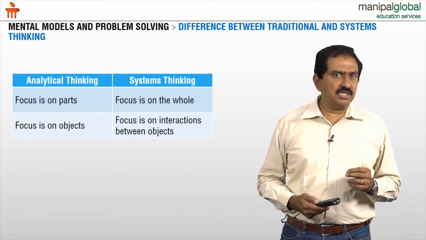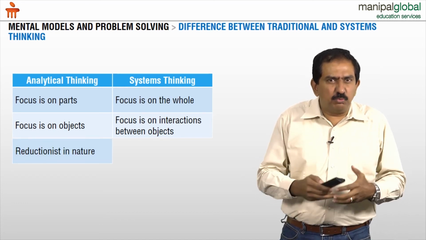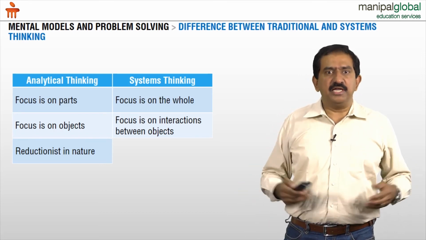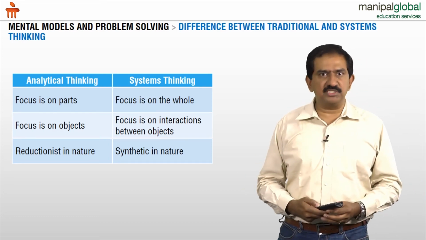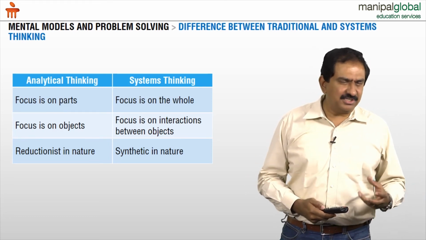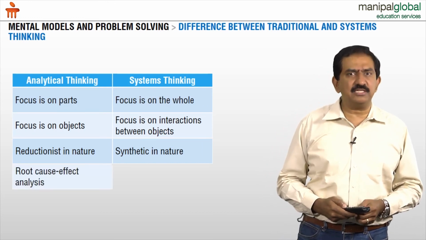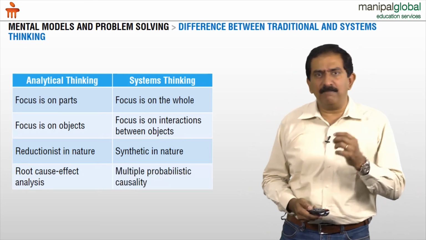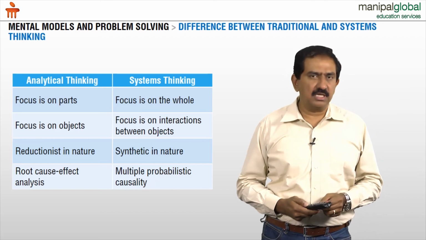In analytical thinking, it is kind of reductionist in nature. You break up a system into its components. In systems thinking, it is synthetic in nature. You build up a system from its subsystems. In analytical thinking, you traditionally do what's called root cause analysis. In systems thinking, you do multiple probabilistic causality analysis.